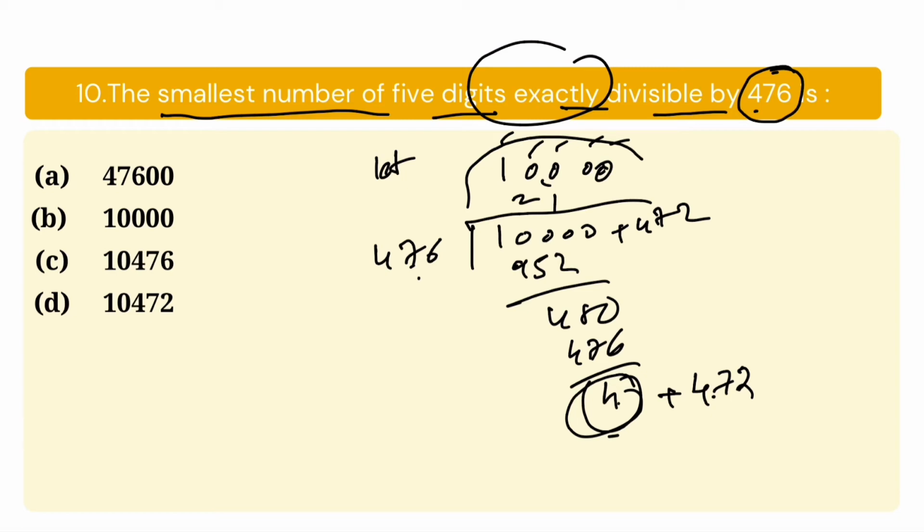So the smallest 5 digit number is not 10,000 because it leaves remainder 4. For this you have to add 472, so that it gets easily divisible by 476. It is equal to 10472. So the option is D.